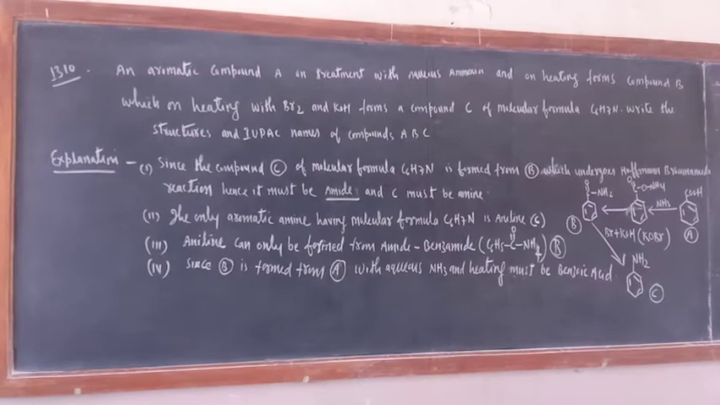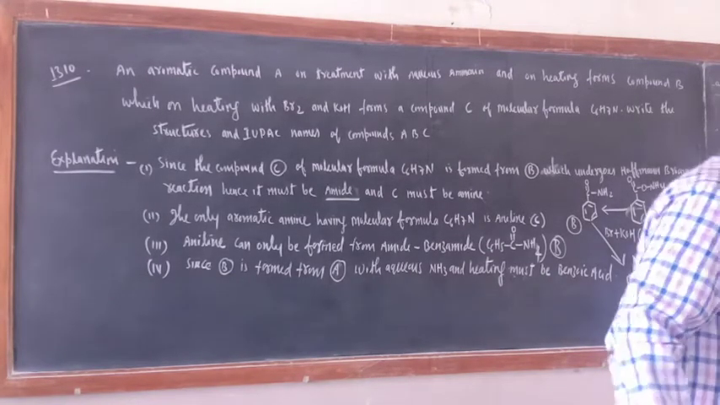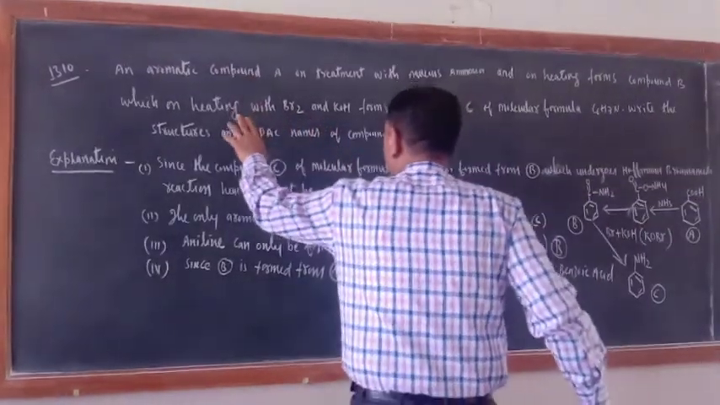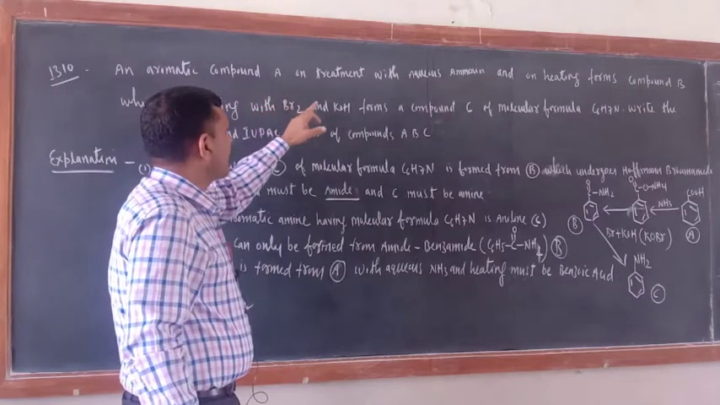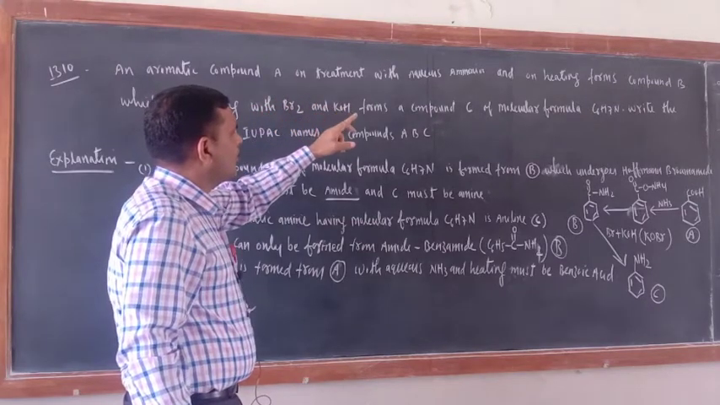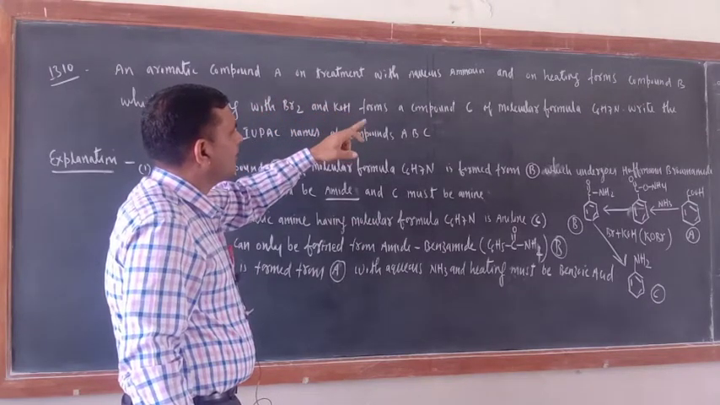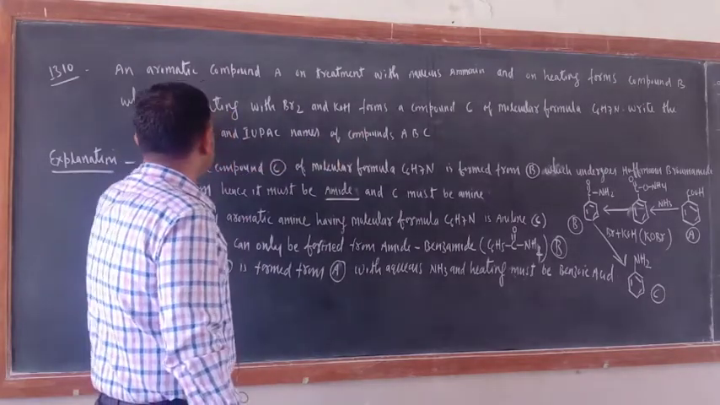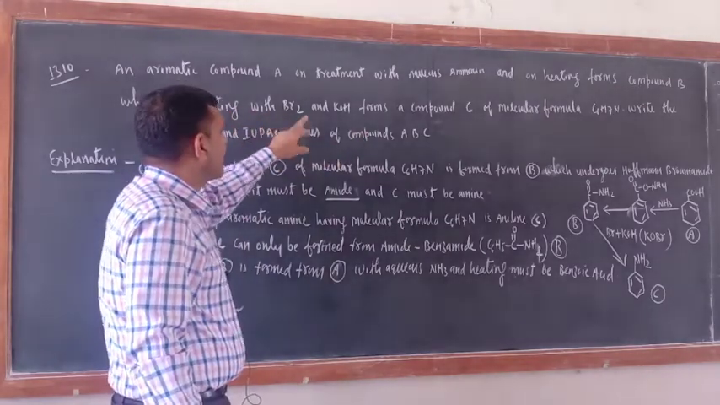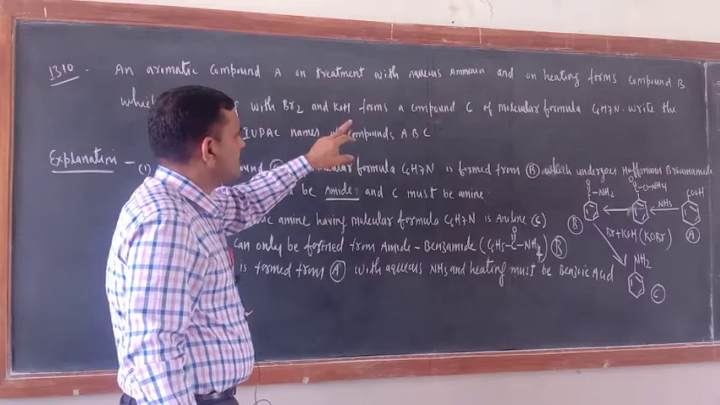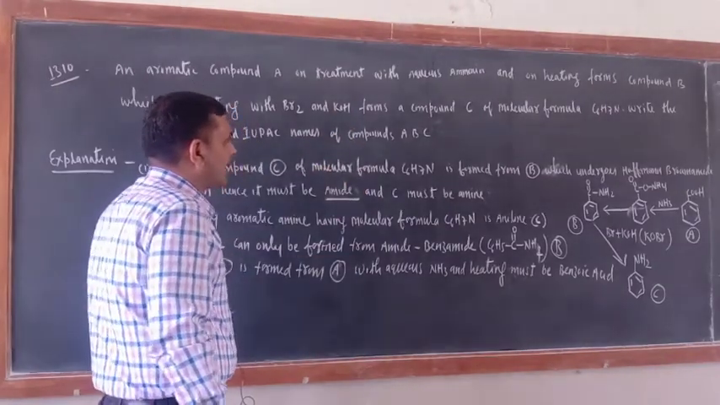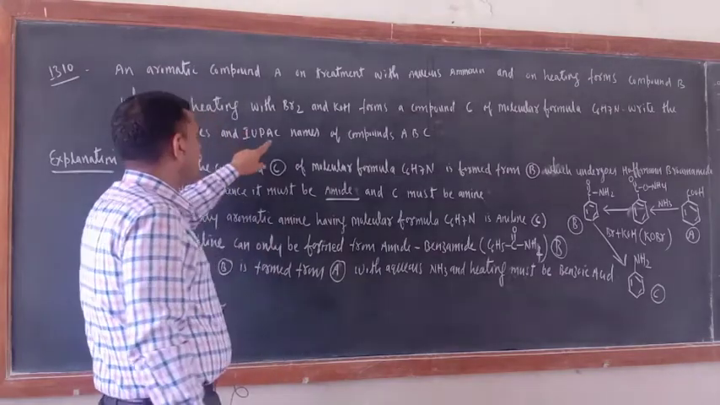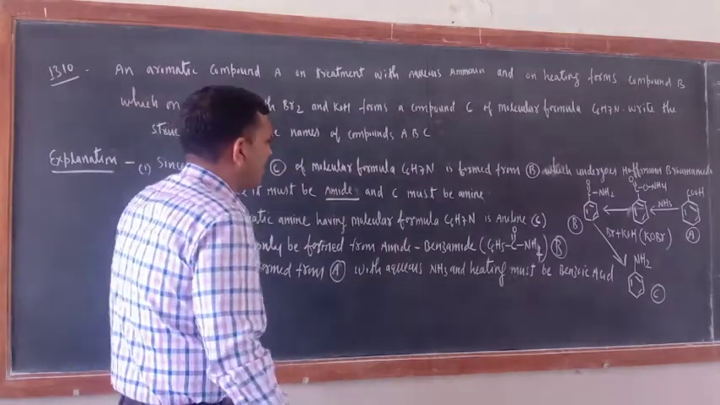Okay, just see the exercise number 13.10. This is a story type of problem. An aromatic compound A on treatment with aqueous ammonia and on heating forms compound B, which on heating with Br2 and KOH forms a compound C of molecular formula C6H7N. Write the structures and IUPAC names of the compounds A, B, C.